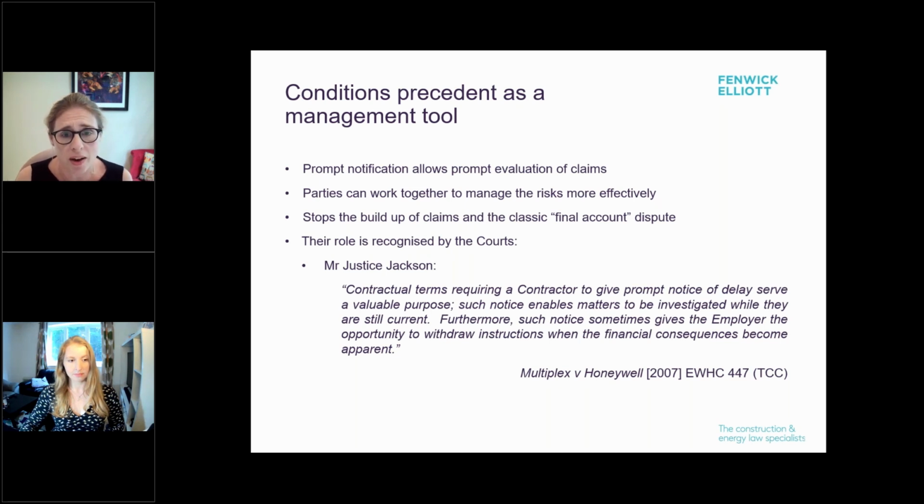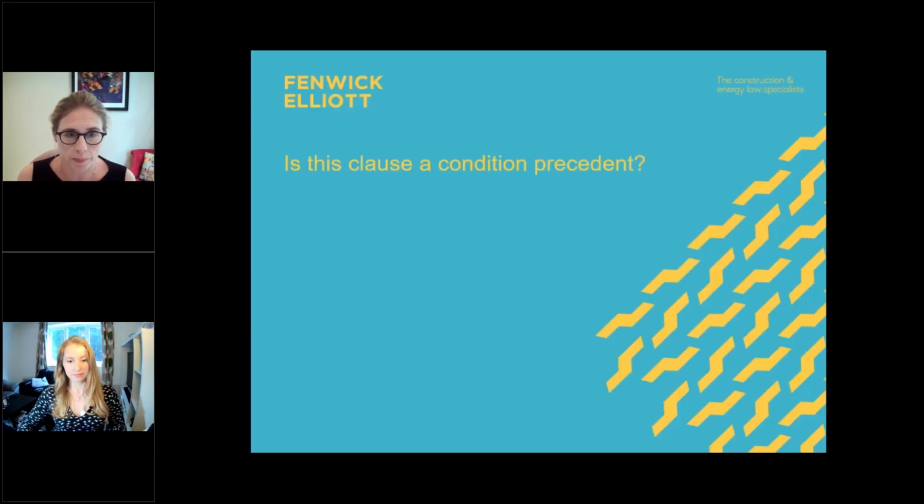So with that in mind, I'm now going to hand over to Rebecca, who's going to look at the case law on when conditions precedent will be enforced in more detail.